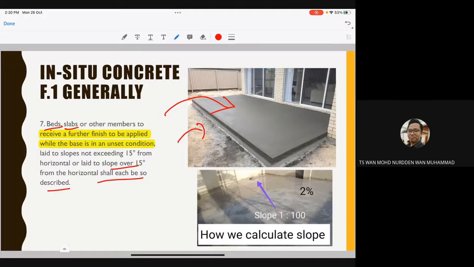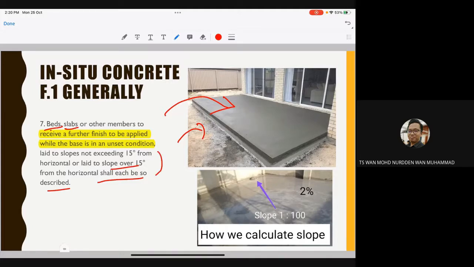Number 7, bed, slab or other members to receive a further finish to be applied while the base is in an unset condition, laid to slope not exceeding 15 degrees from horizontal or laid to slope over 15 degrees from horizontal shall be so described.